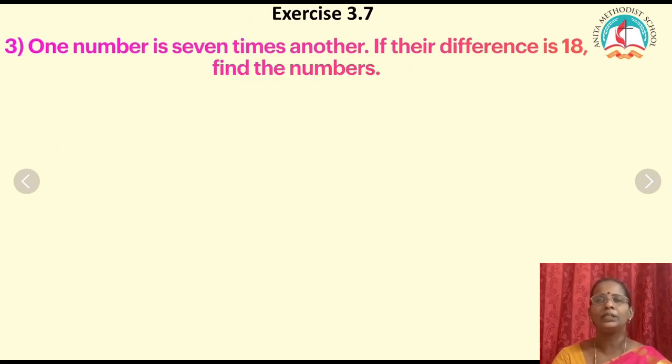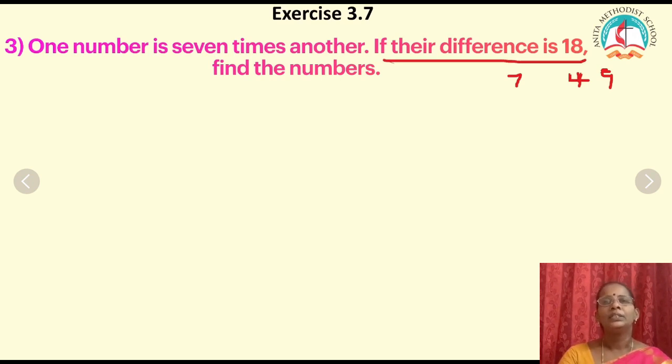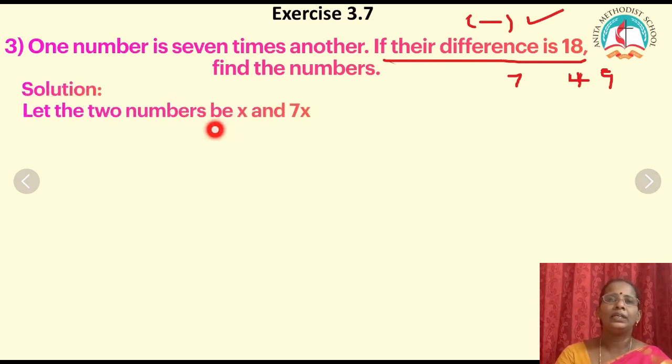Now we are going to see the problems from the exercise. Here the question is, one number is 7 times another. For example, if I take 7, 7 sevens are 49. Suppose if you take 2, 7 twos are 14, 7 times of that number. So I am going to find the number in such a way the difference is equal to 18. What do you mean by a difference? Difference means it is a minus sign, negative sign. Okay, so we don't know what number it is. It can be anything. So we are going to solve now. So let the number be x and 7x. One number you take it as x, another number is 7 times of the other number.